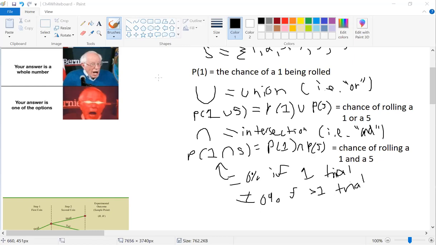So that's much of the notation we'll be using for probability. This right here, what you have here, I would say this is more than half the notation from the lecture already, which is good. Get the notation out of the way.